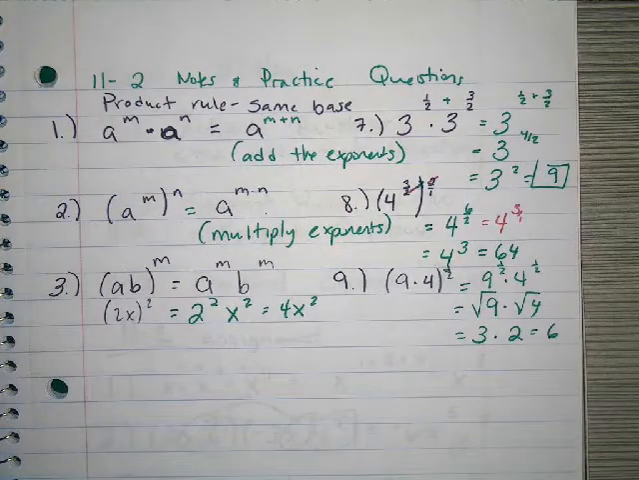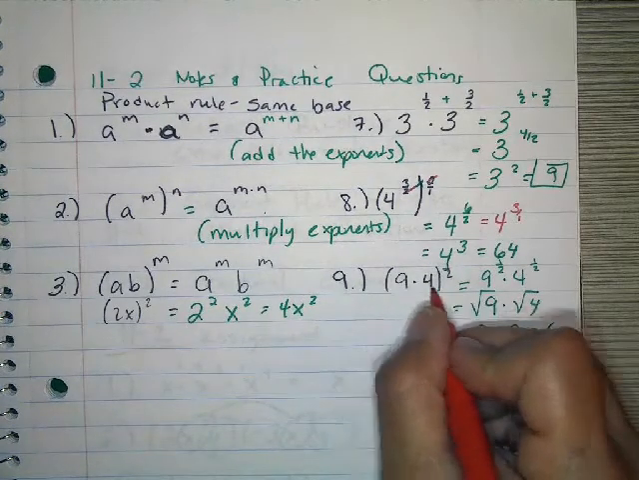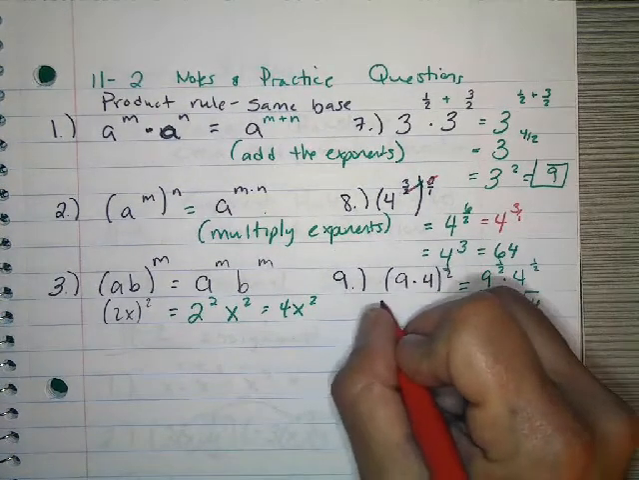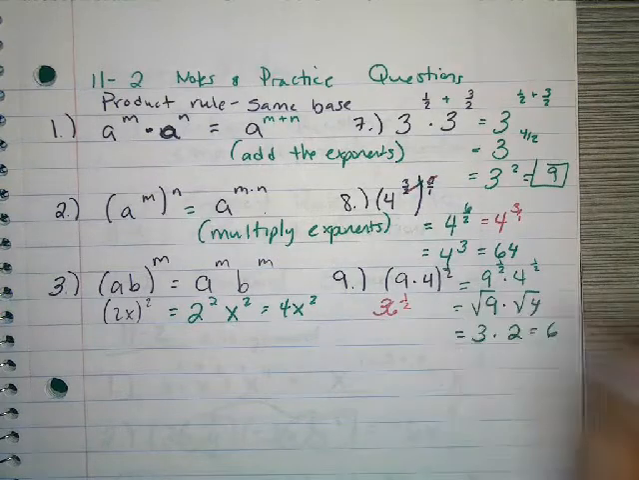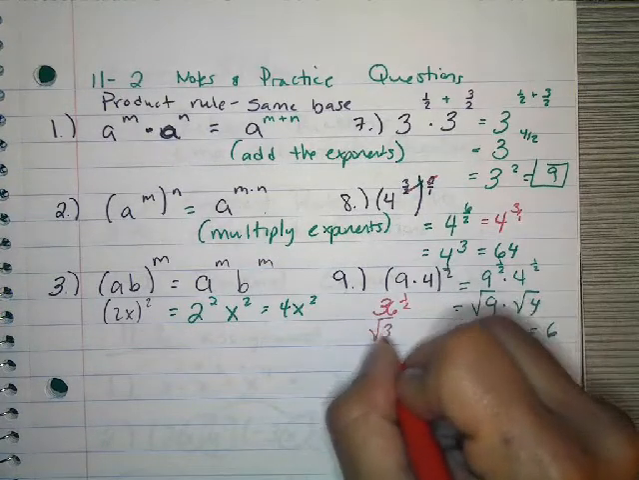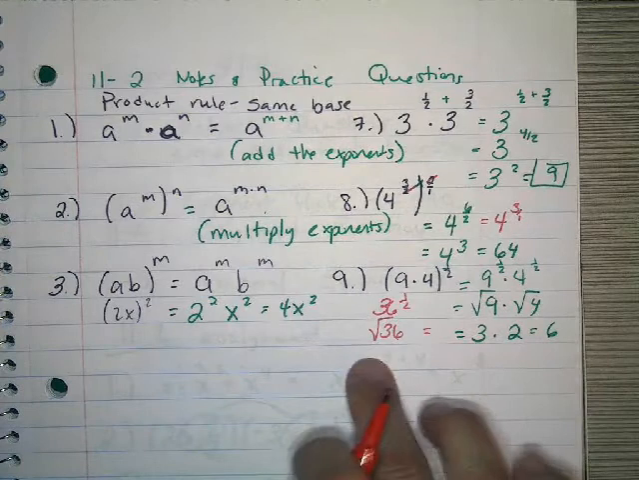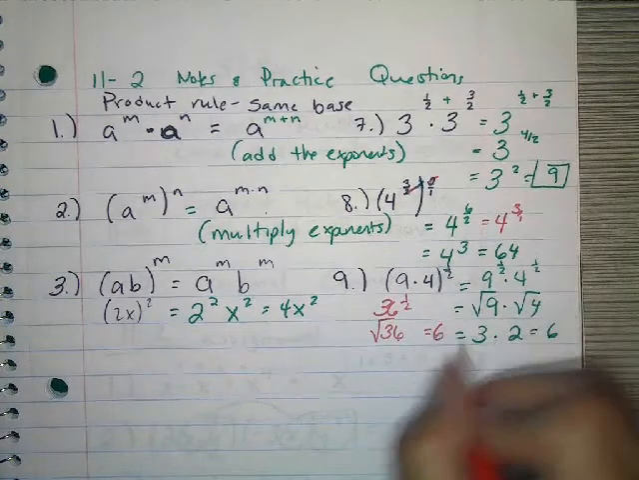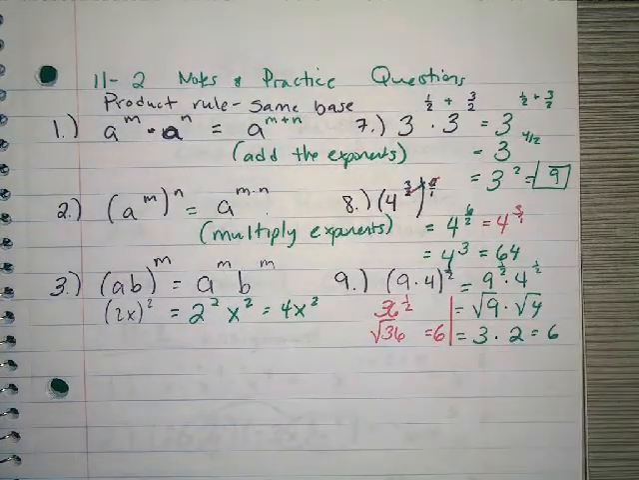Now you could, but in using this rule you're not supposed to, 9 times 4 is 36. And 36 to the 1/2 power means a square root of 36. And the square root of 36 would be 6. So you could do it that way as well, even though that rule, not really asking you to do that, but still come out with the same answer.